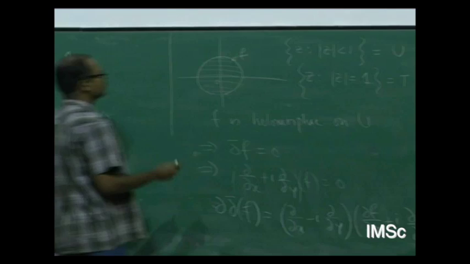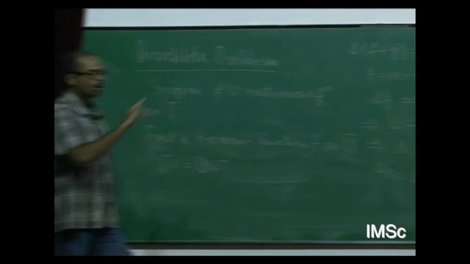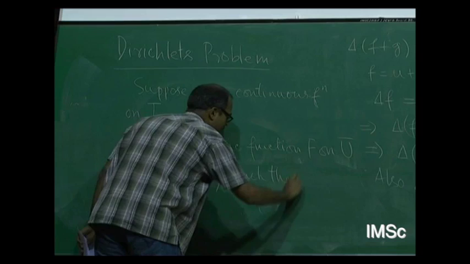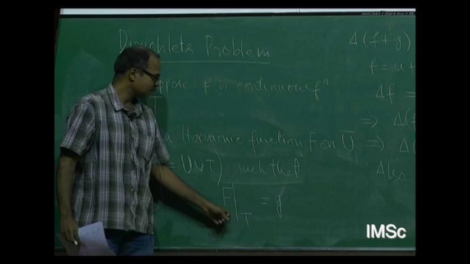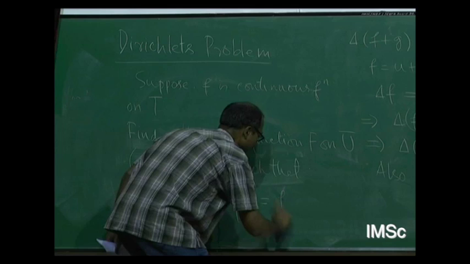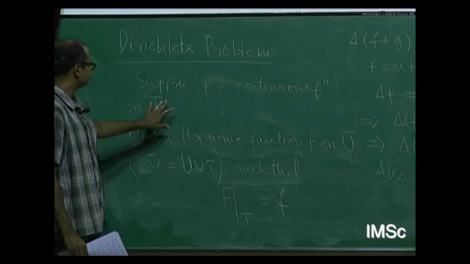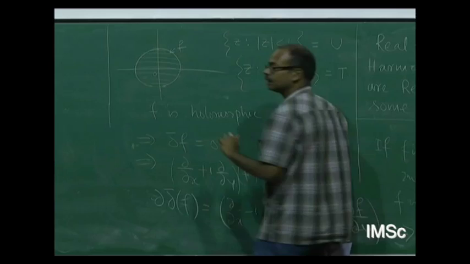So the problem is to find a harmonic function on the closed disk such that this function, when restricted to the circle, agrees with the f we started with. So if you have a continuous function on this unit circle, you want to find a harmonic extension of that function. You want to find a harmonic function on the entire closed disk so that it agrees with f on the circle. Okay, so that is what I want to do.